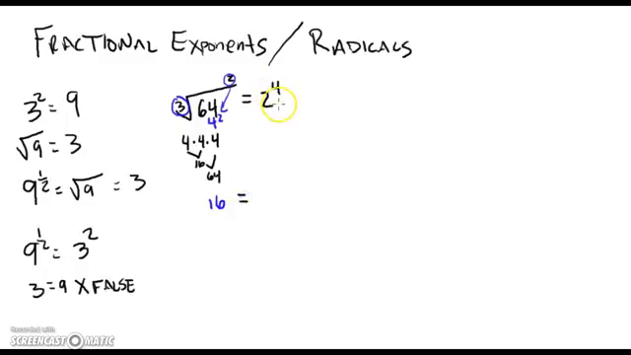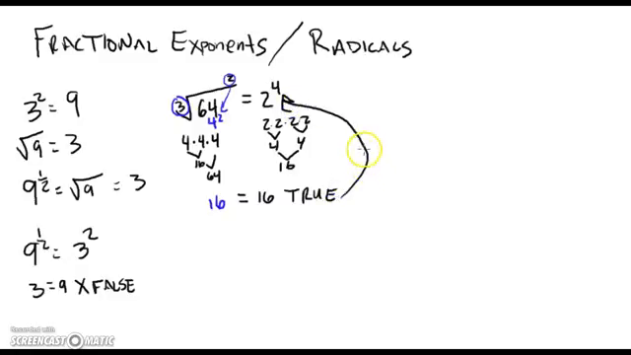On our right-hand side, we have 2 to the 4th power. Well, that's the same thing as 2 times 2 times 2 times 2. This is 4, this is 4, and then 4 times 4 is 16. So are they equivalent? They are. This would be a true statement.